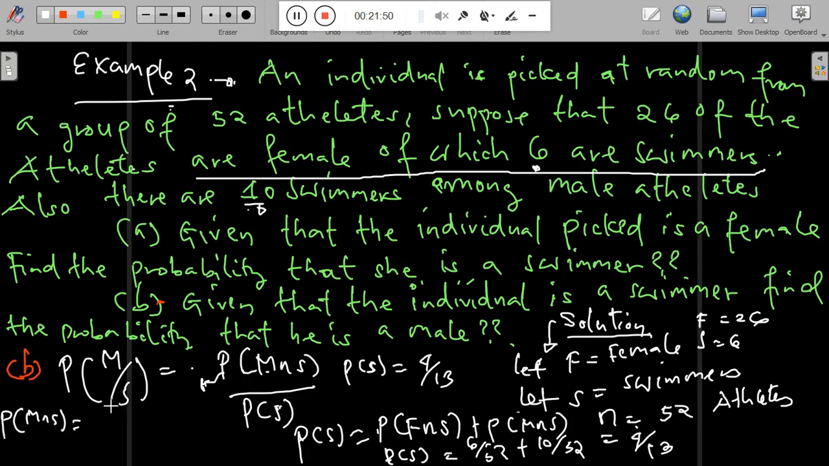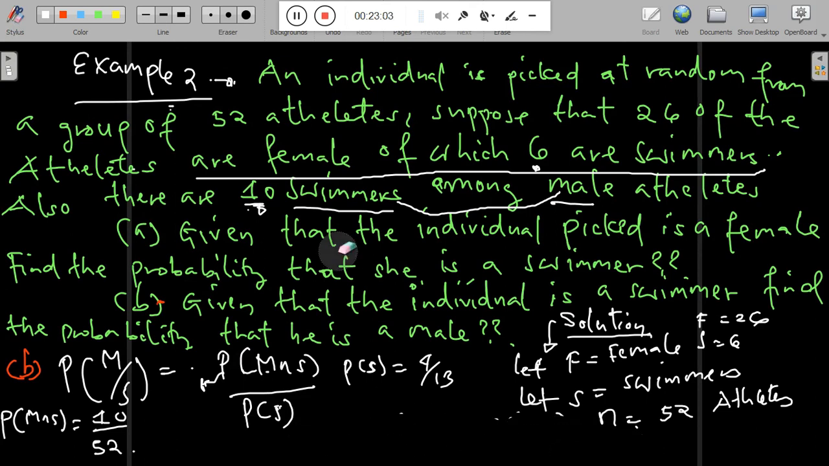So let's plug into our formula now. Let's find the probability of M intersection swimmer. From our question, we observe that 6 of the females were swimmers. Also, there are 10 swimmers among male athletes. That is the intersection between swimmers and male. So the intersection of swimmers and male is 10 divided by the total number of athletes, or total sample space, that is 52. So the probability of male intersection swimmer is 10 over 52.